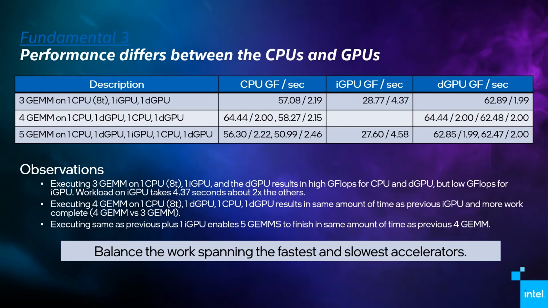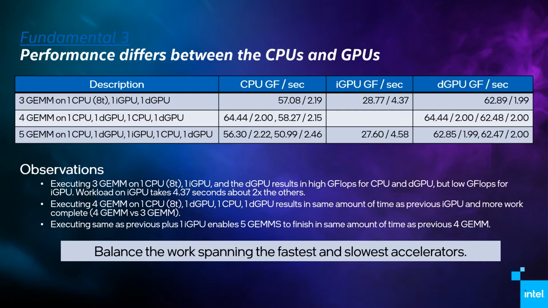Fundamental 3 is performance differs between the CPUs and the GPUs. To test this, I decided to run a number of gems on the CPU, the integrated GPU, and the discrete GPU. And then the metrics I recorded were, one, the actual gigaflops rate, as well as the total time in seconds to finish the benchmark run.